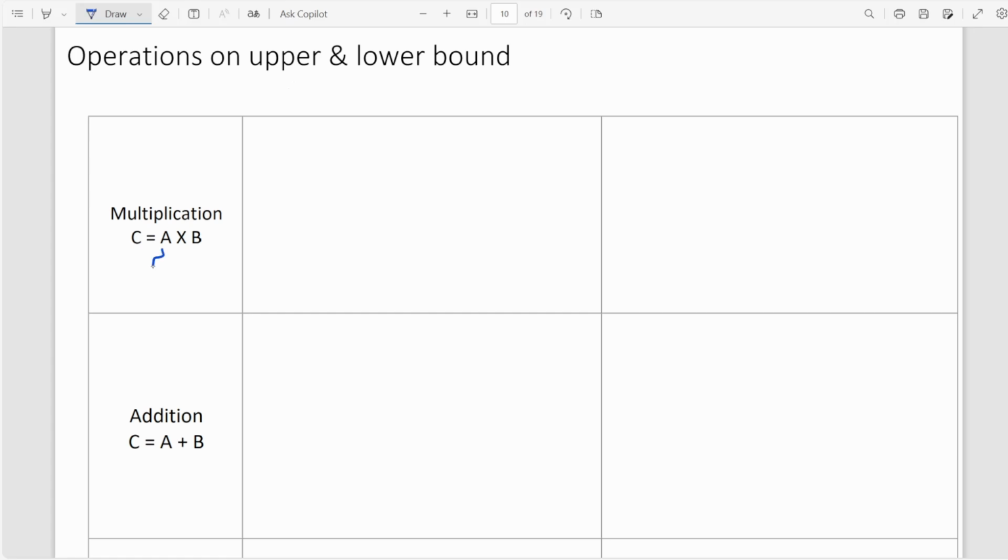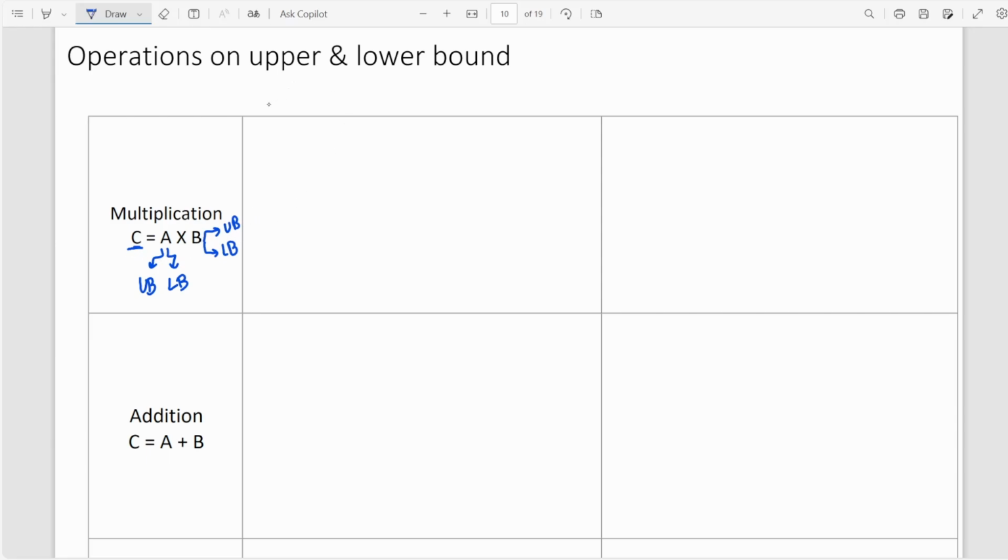The thing is that A has an upper bound and a lower bound, and B as well has an upper bound and a lower bound. Okay? And your result by multiplying A and B will be stored in C. So basically, you can choose any combination really. You might choose, for example, the upper bound of A multiplied by the lower bound of B, or the opposite, or both upper bounds. The question is, what do I want to achieve?